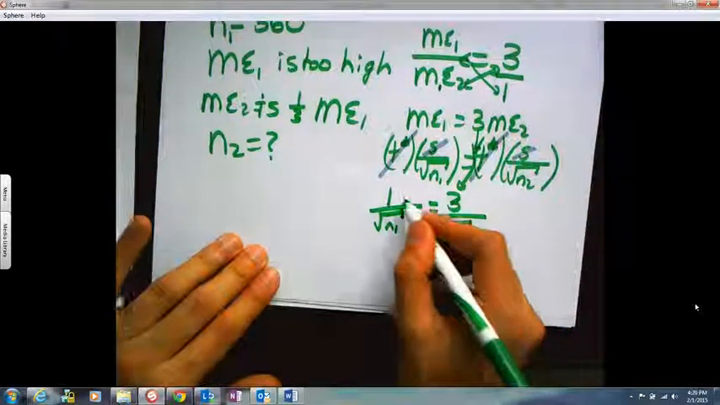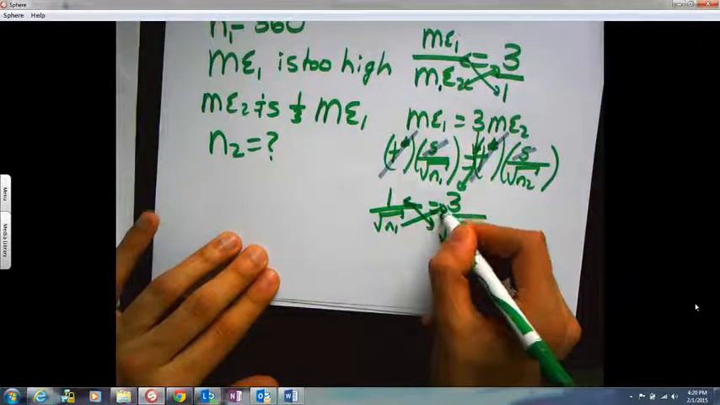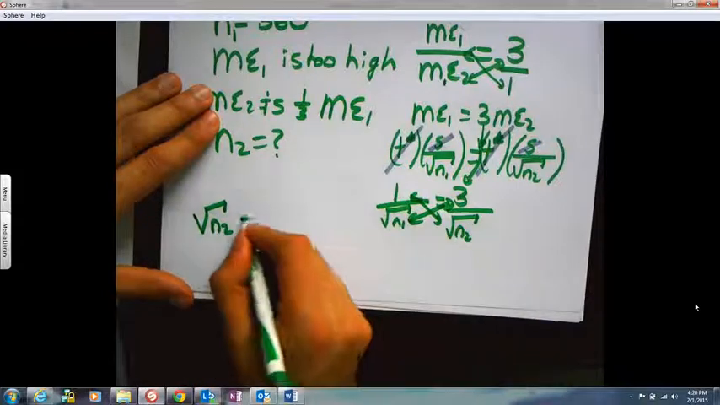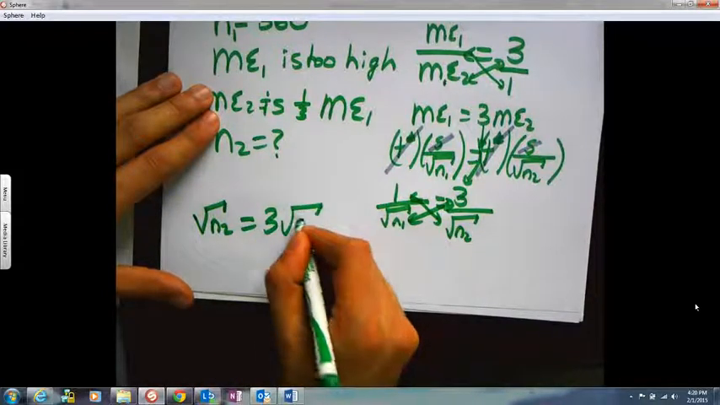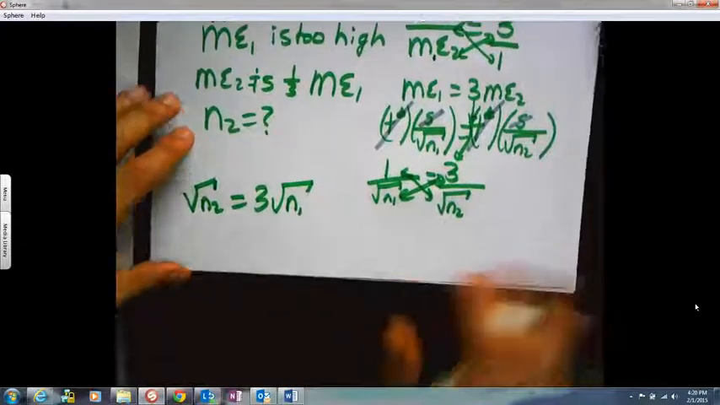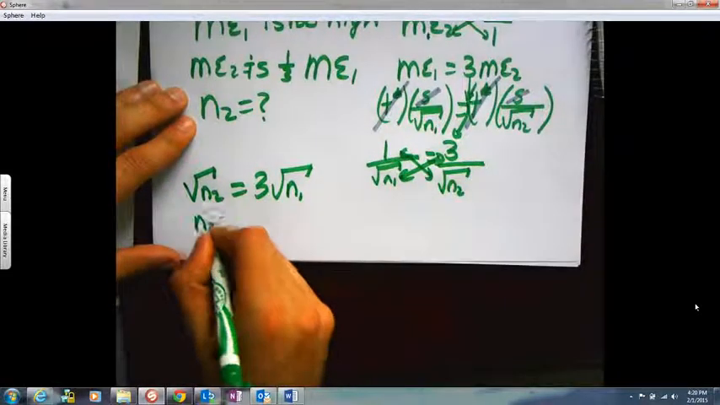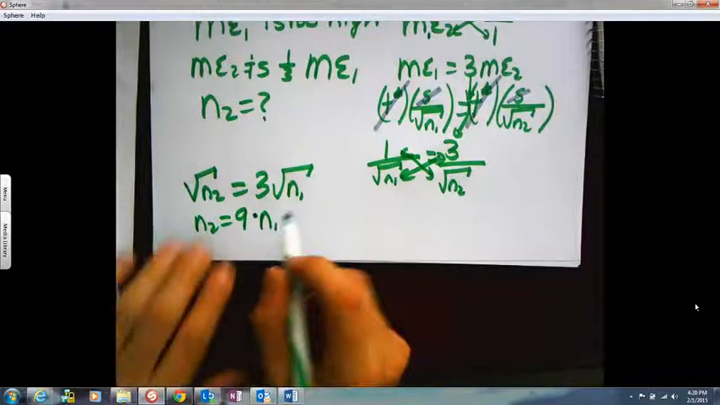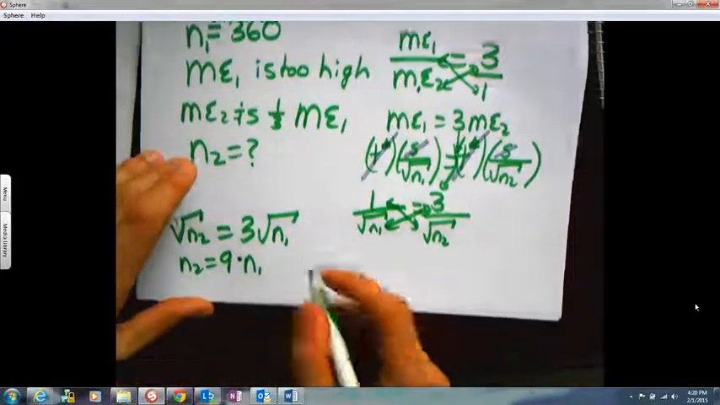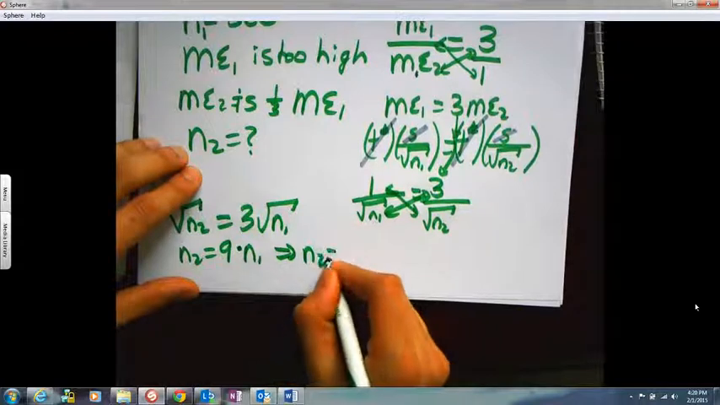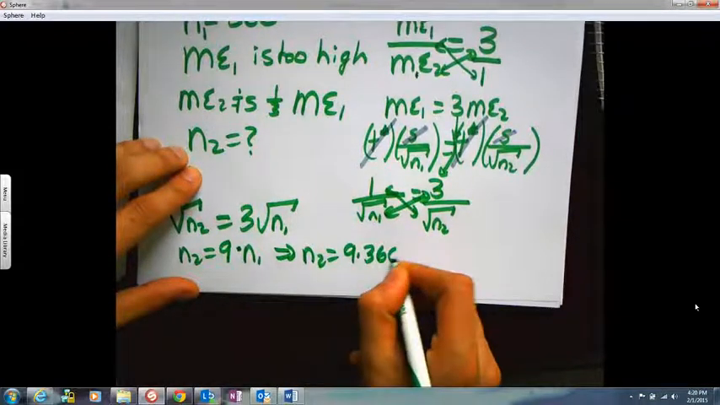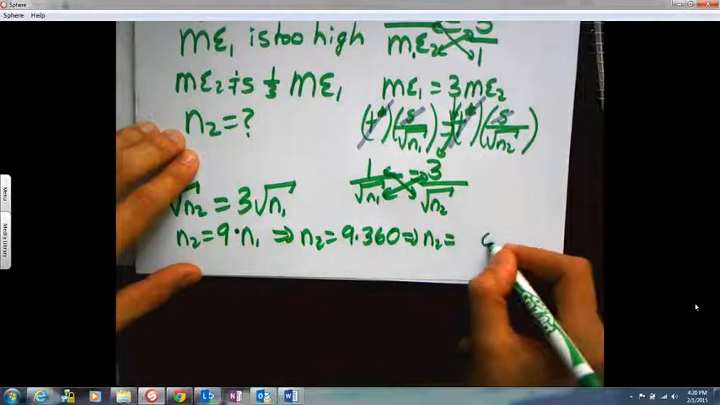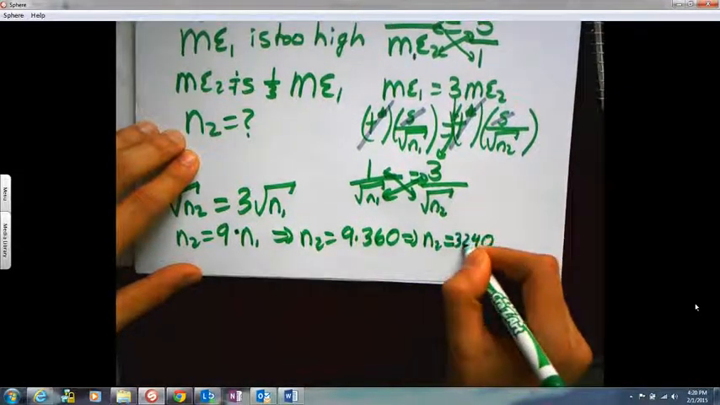Again, we cross multiply. So we have the square root of n2 equals 3 times the square root of n1. Let's square both sides. So n2 equals 9 times n1. Well, what is n1? n1 is 360. So therefore, n2 equals 9 times 360. So therefore, n2 equals 3240.